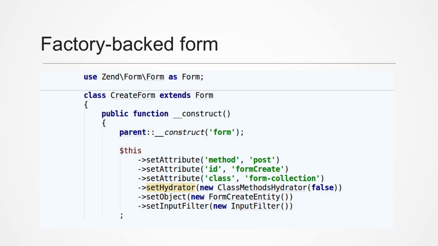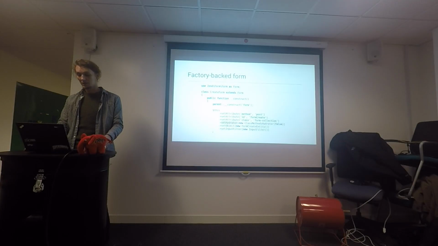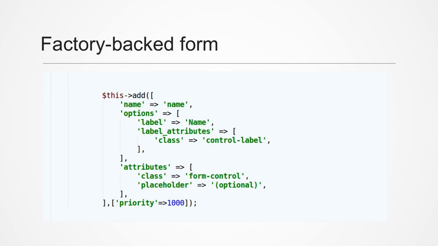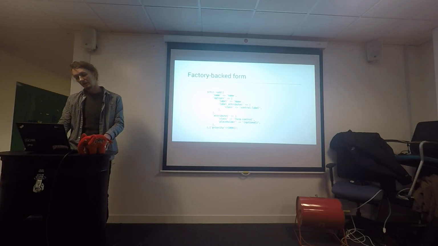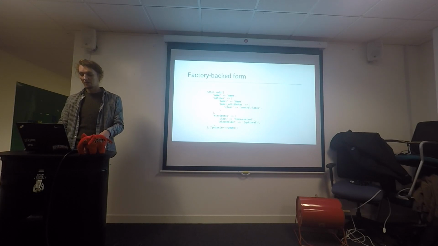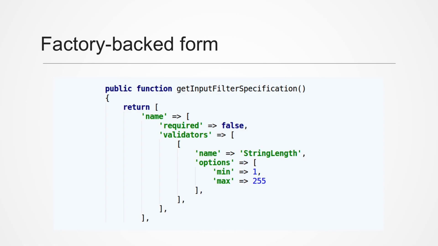So we've seen the factory-backed form. That's how it normally looks like. We take care of input filter, hydrator, and entity object. This is how in Zend Form we add an element to factory-backed forms. By default it is a text element, so I did not need to declare the type here. Those things are rendered like attributes, class, placeholder. Class and placeholder are whitelisted in a Zend form.